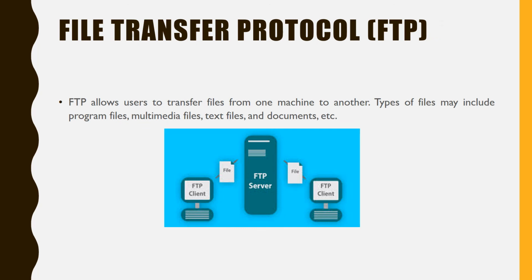Now the File Transfer Protocol. The File Transfer Protocol is used to upload and download a file. That means accessing or transferring a file from one machine to another machine in the network. So this transfer of files may be either uploading a certain file or downloading a certain file from or to a system. These files may include program files, multimedia files, text files, and documents, etc.